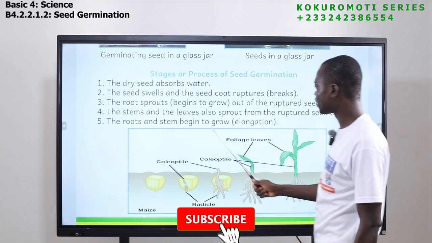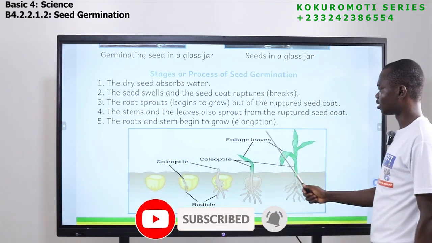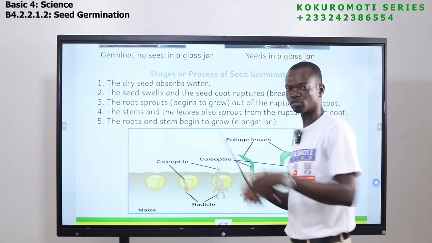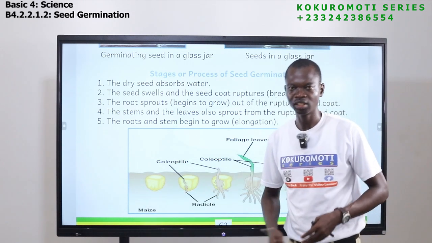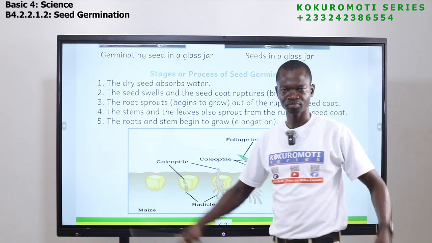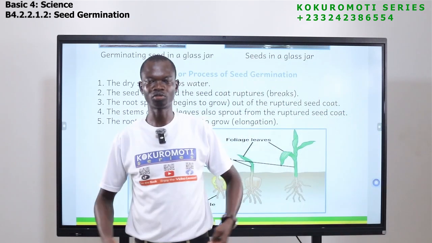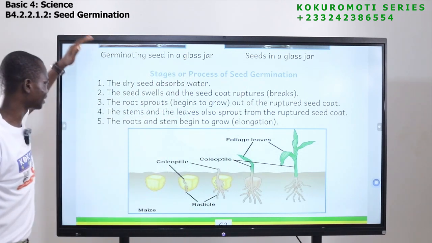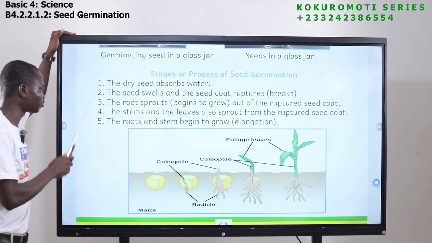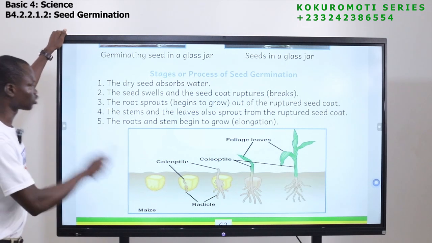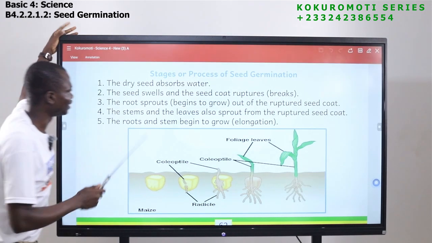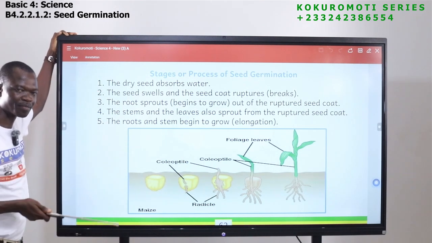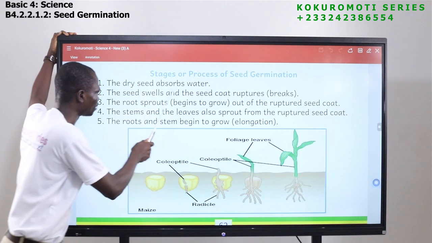The root and the stem begin to grow, that is elongation. So when the root comes out, the stem also follows. Later you see the root becoming long, the stem too growing long, and later we see the plant out there. So these are the stages. How many stages? 1, 2, 3, 4, 5. The first one, the dry seed absorbs water.